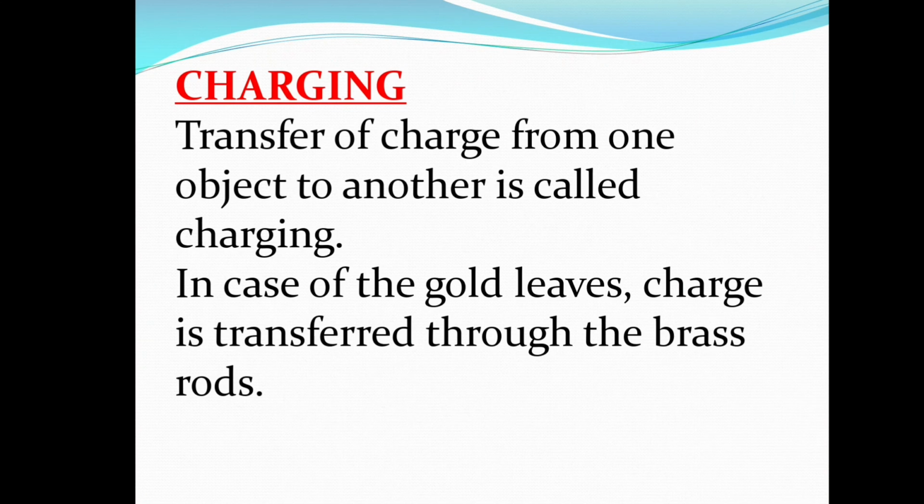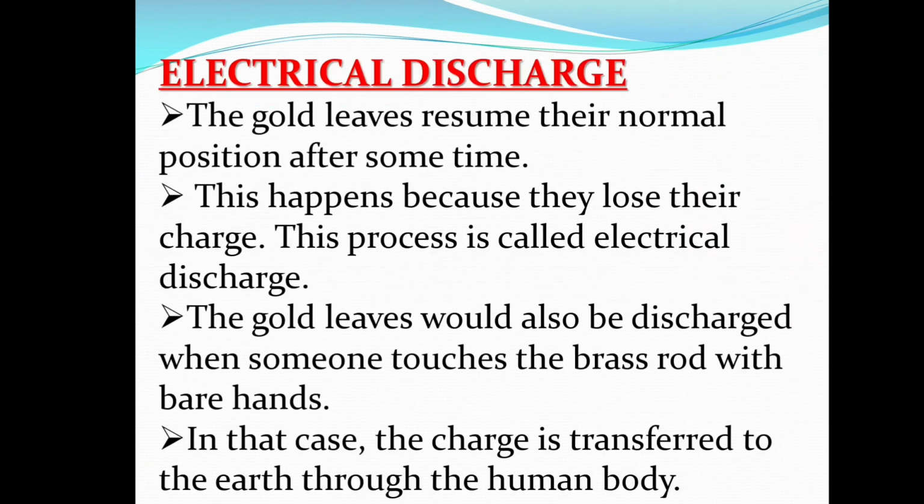Charging. Transfer of charge from one object to another is called charging. In the case of gold leaves, charge is transferred through the brass rod. Electrical discharge. The gold leaves resume their normal position after some time. This happens because they lose their charge. This process is called electrical discharge. The gold leaves would also be discharged when someone touches the brass rod with their bare hand. In that case, the charge is transferred to the earth through the human body.